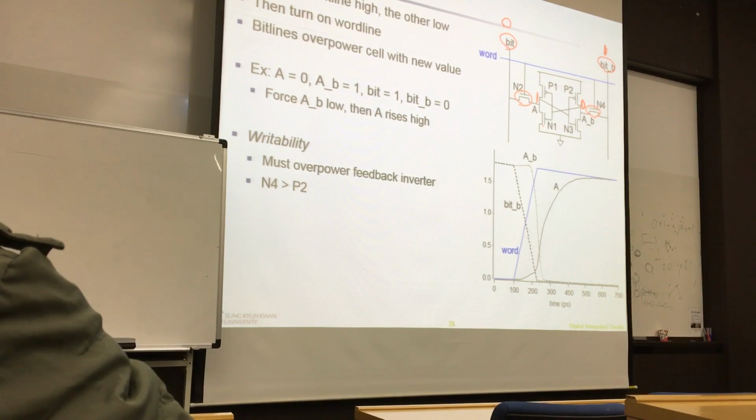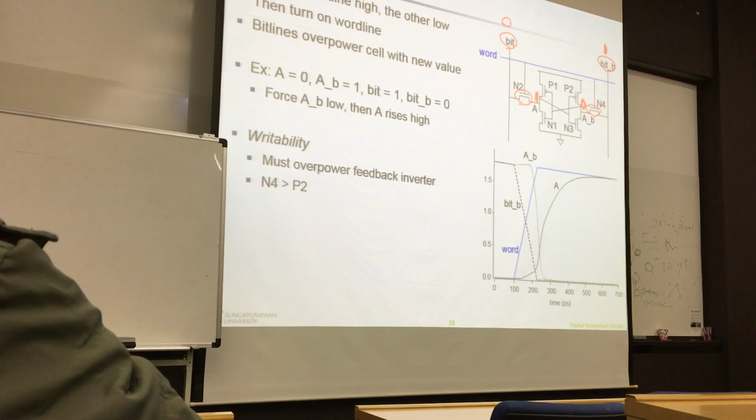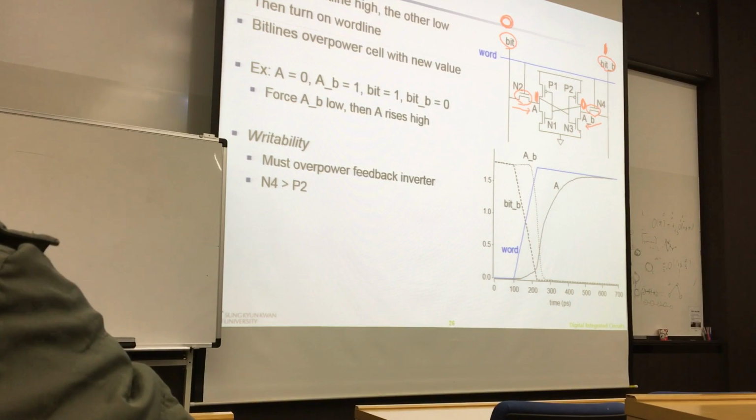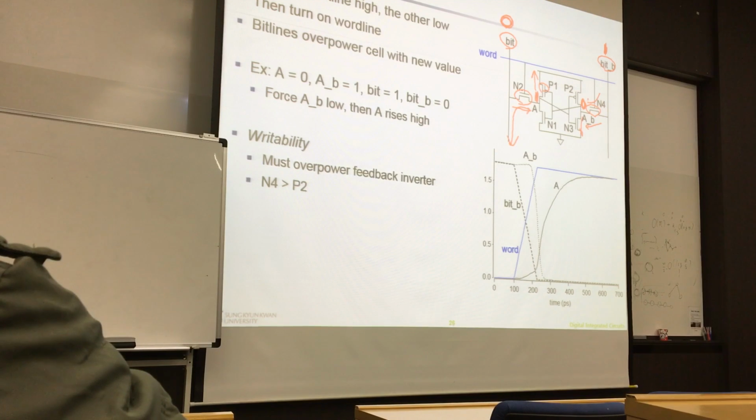Okay? So let's say you originally had 1 on this node and 0 on this node, here and here. And then you are writing 0 and 1. Then basically you are overpowering this. So originally this PMOS is pulling up, but you pull down. And originally this NMOS is pulling down, but you should somehow pull up this node.